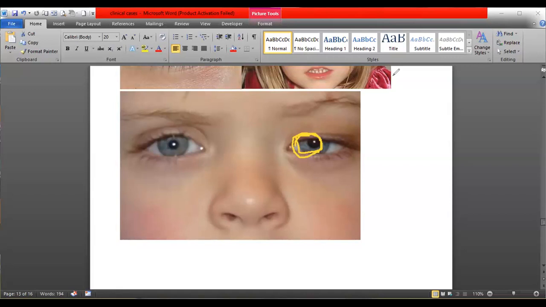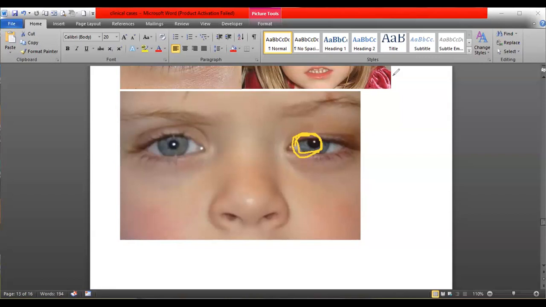there will be a prominent paralytic squint. But the light reflex will be preserved, right? Light reflex will be normal. Okay. So pupillary reaction basically. So these are the findings in sixth nerve palsy.